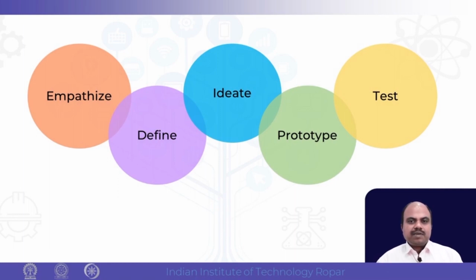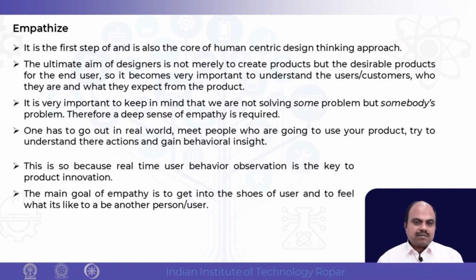These 5 steps of design thinking are generally followed in many companies, and we are also going to learn more about this design thinking process in depth. So the first step is empathize, and the idea is to understand the user-centric design approach. Human-centric means you have to understand the user in depth. It is not merely creating a product, but making a product which is desirable to the end user.